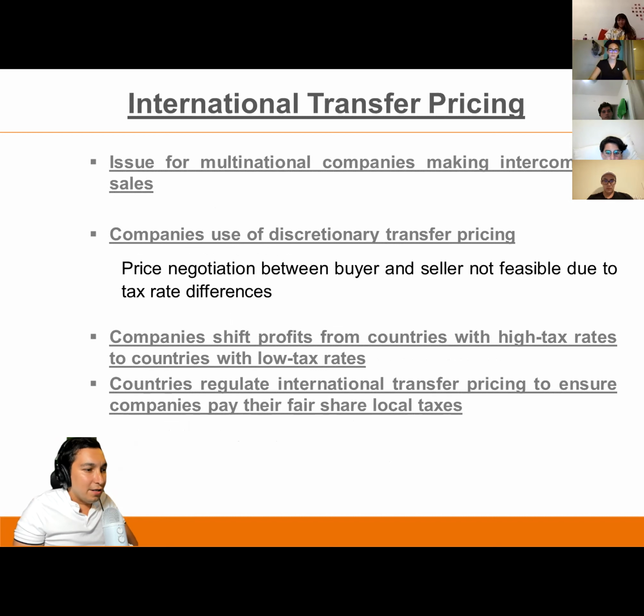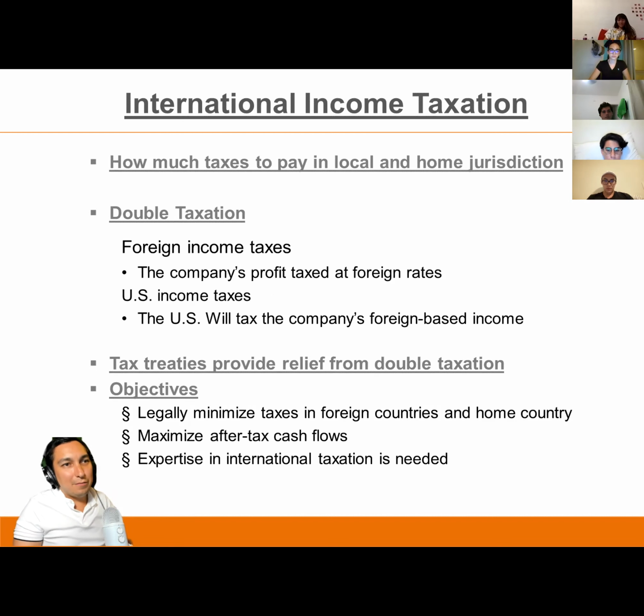So, international transfer pricing. Guys, come on, tell me this one. Who can explain that one to me for the fourth time? Come on, guys. International transfer pricing.